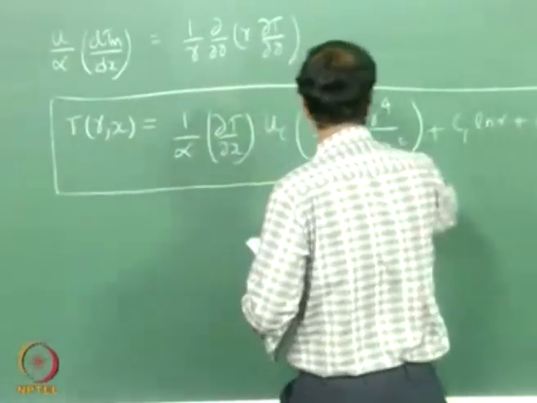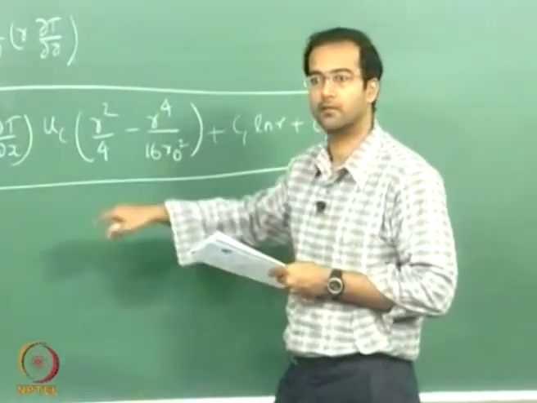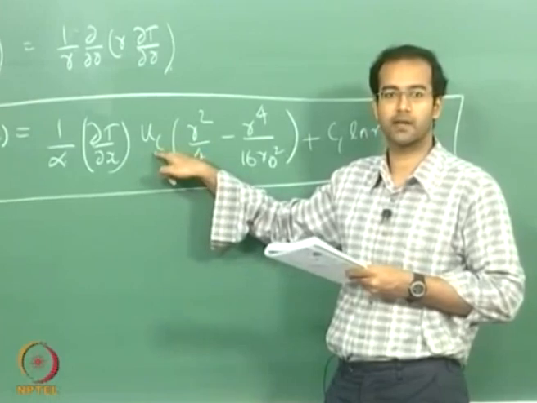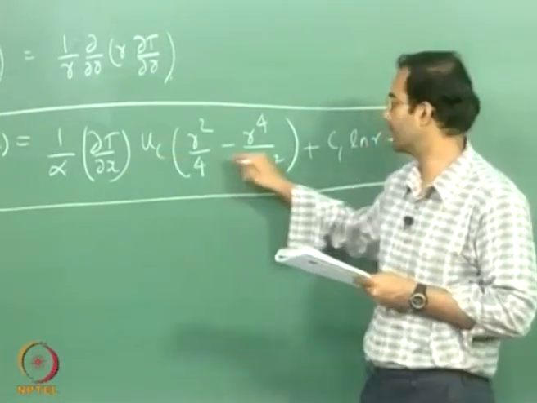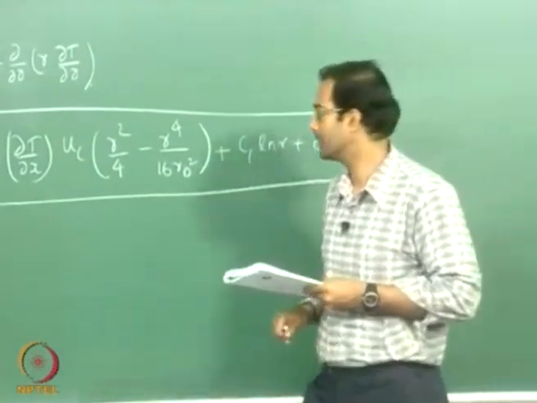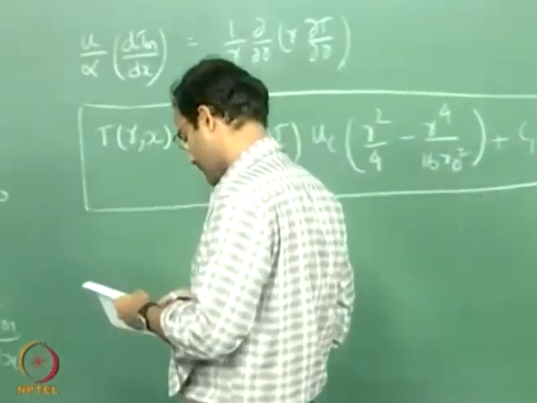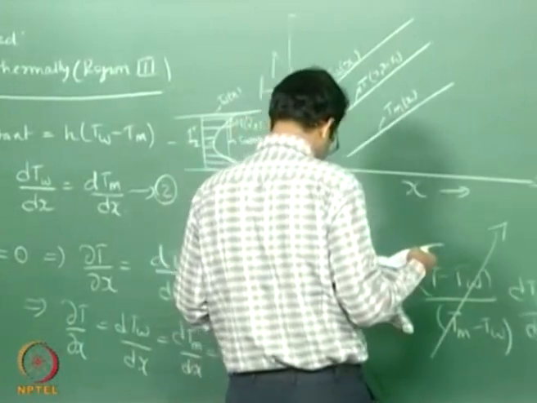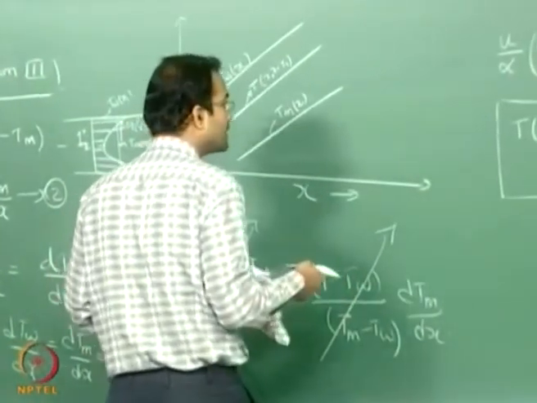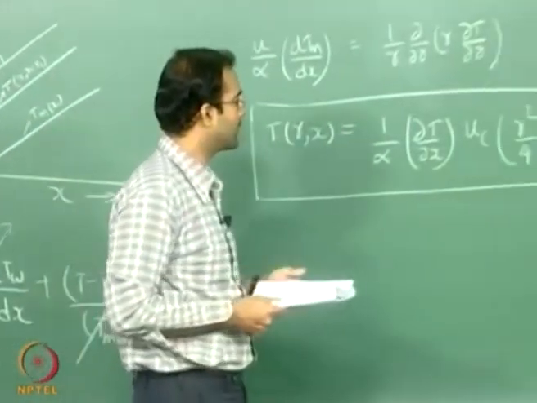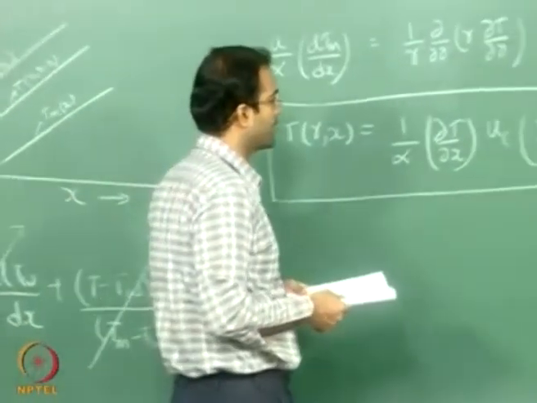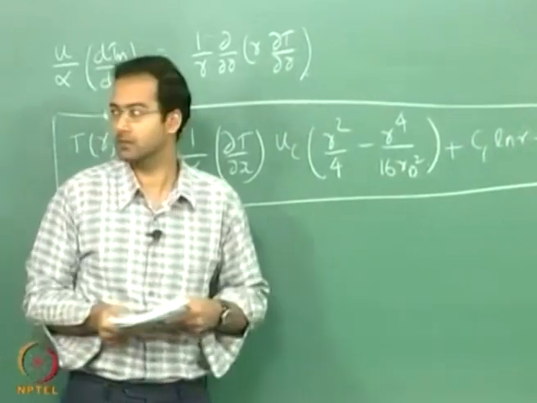So this is what I get, somewhat similar to the velocity profile where you had a pressure gradient in the place of this dT by dx. You had dp by dx there and you had a similar variation, okay. So now we have to find the constants C1 and C2, and in order to do that we have to apply boundary conditions. Once again 2 boundary conditions are required, okay. So what are the 2 boundary conditions?